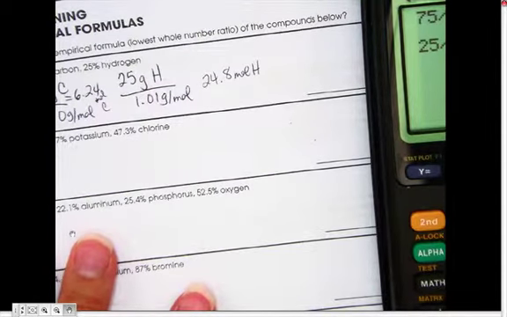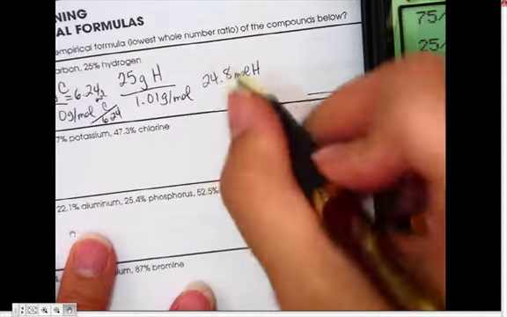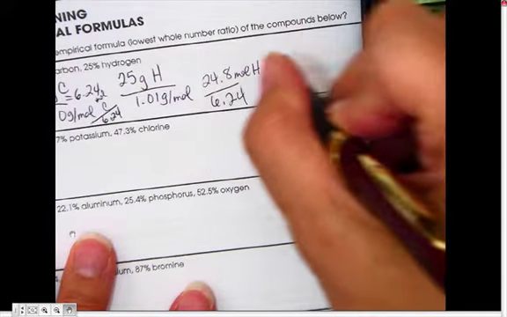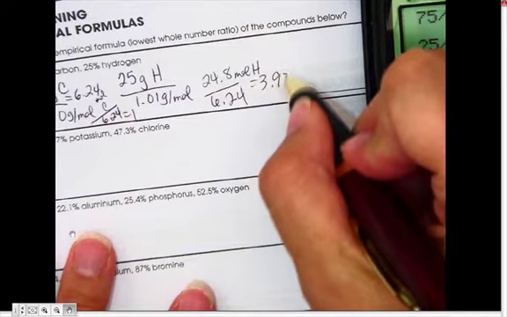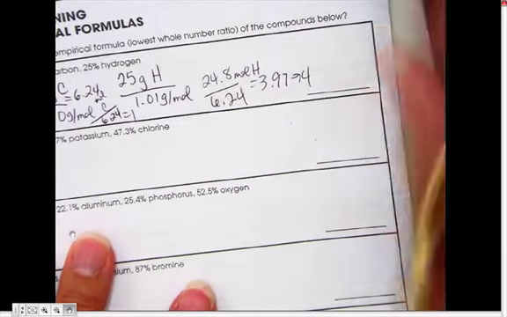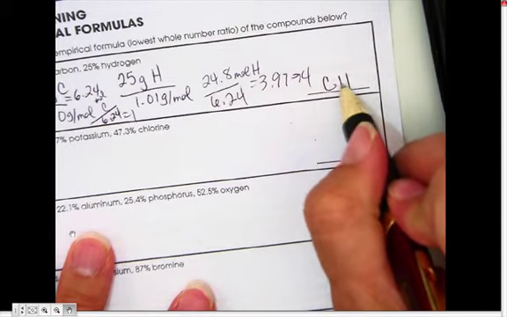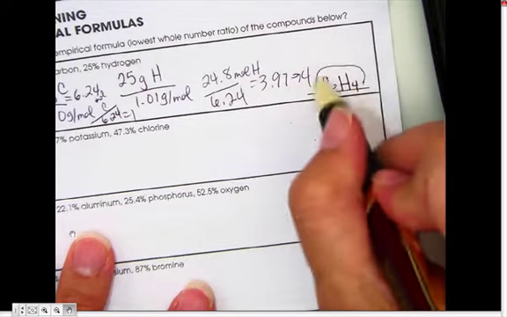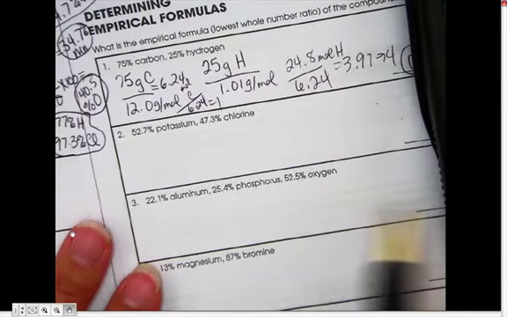Okay, and then our jingle says after percent to mass, mass to moles, divide by the smallest. Well, 6.24 is the smallest one, so I'm going to divide them both by 6.24. So this comes out to 1, and 24.8 divided by 6.24 is 3.97, which is close enough to round to 4. So we had 1 for carbon, so I write C with a 1 subscript, and 4 for hydrogen, so CH4.